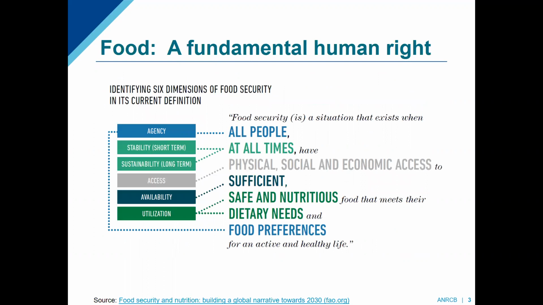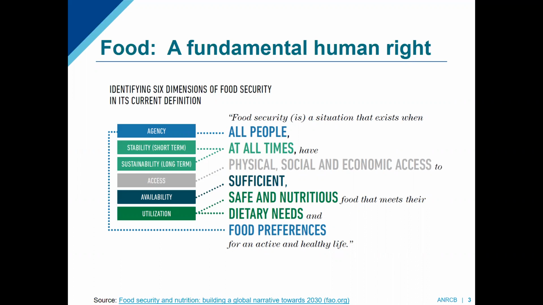So to start here, the discussion around food security is based on the idea of food as a fundamental right for all people. The definition of food security is what you see on the right here. Food security is a situation that exists when all people at all times have physical, social, and economic access to sufficient, safe, and nutritious food that meets their dietary needs and food preferences for an active and healthy life.